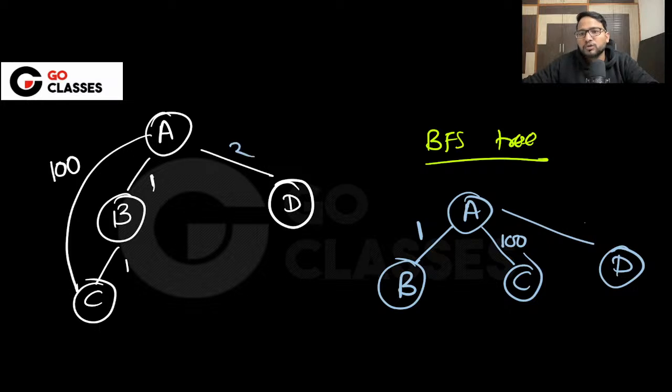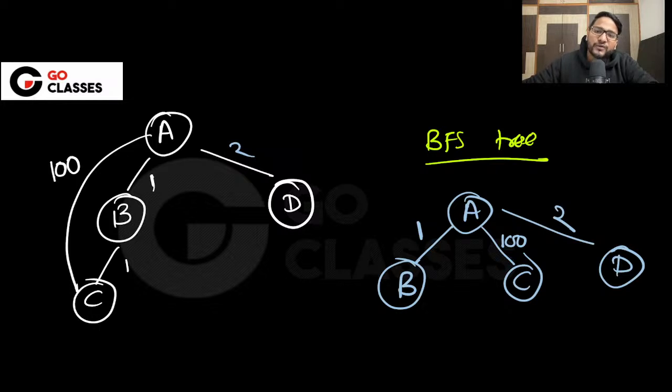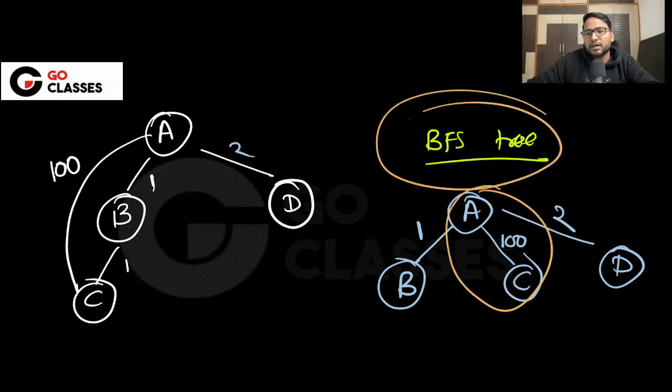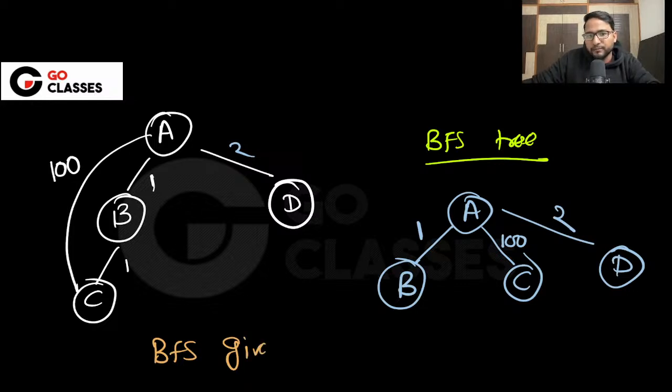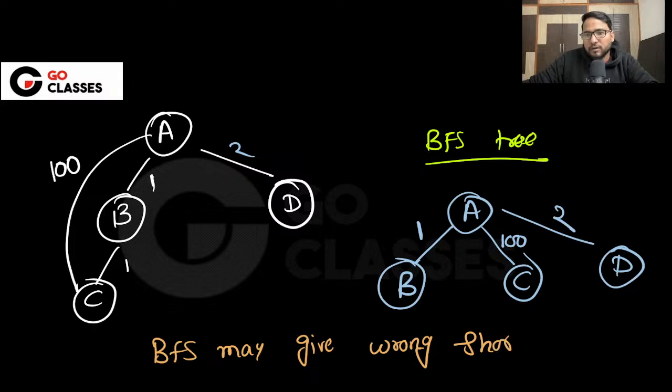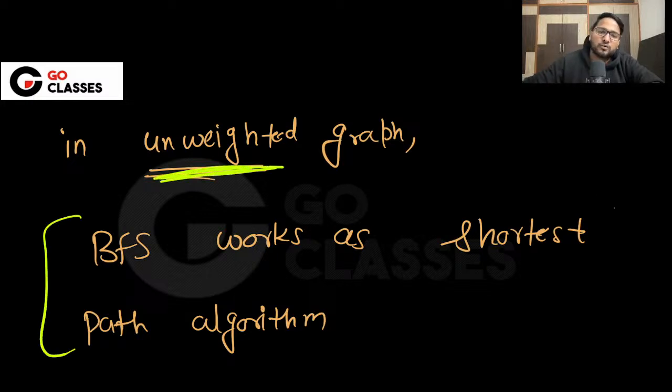Let's suppose this is 2. So this is the shortest it is giving. Is this the correct shortest? See, if the graph is weighted, BFS doesn't even care about the weights, right? So if BFS is saying this is the shortest, which is wrong, right? So BFS may give wrong shortest paths in weighted graphs. In an unweighted graph, for sure, BFS works as a shortest path algorithm.